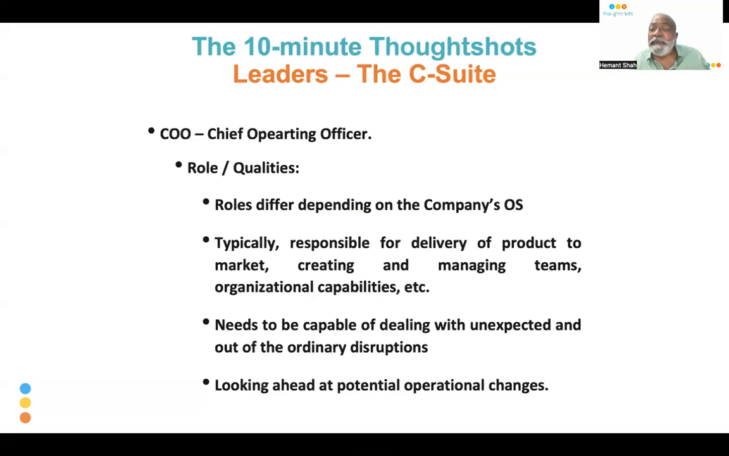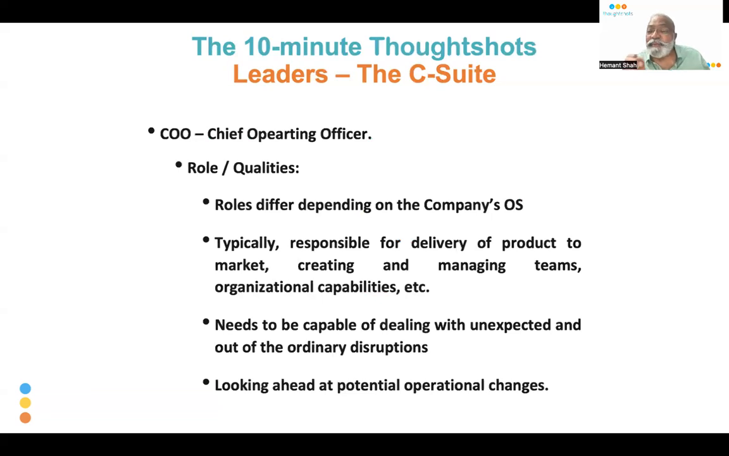He needs to be capable, this is very, very critical, of dealing with unexpected and out of the ordinary disruptions. If it is a regular disruption, even a line manager can do it. But extraordinary disruptions, which are not forecasted, he has to be agile enough to think on his feet and find ways to deal with it and resolve those challenges.